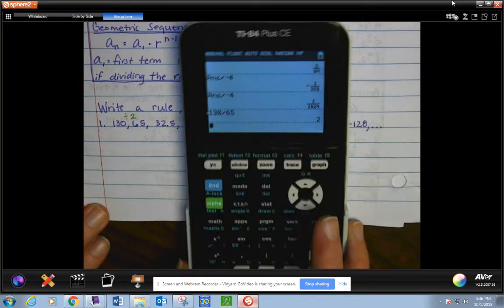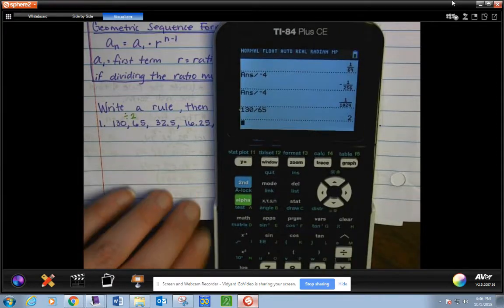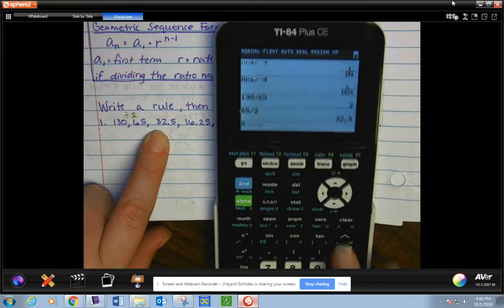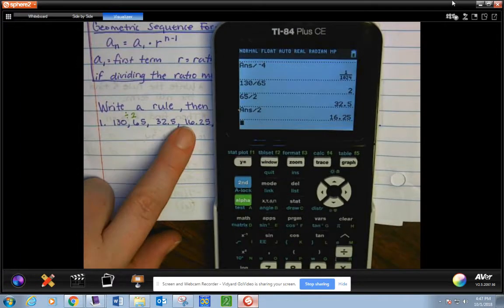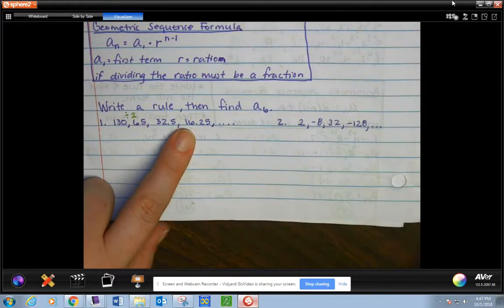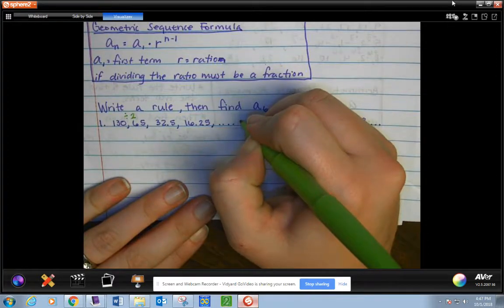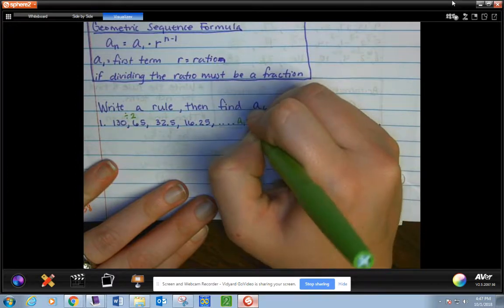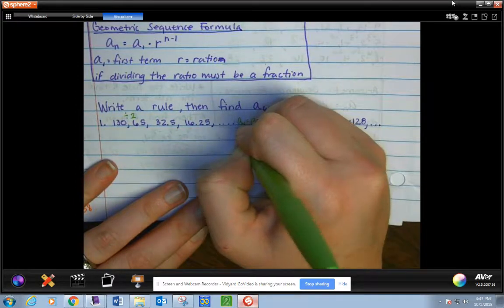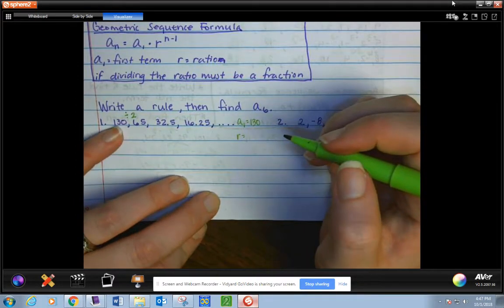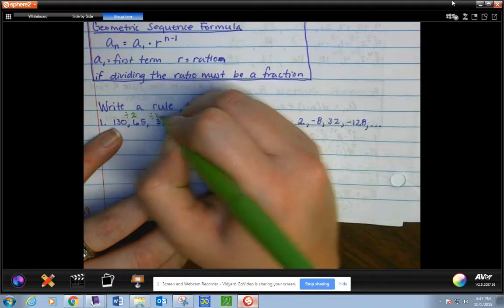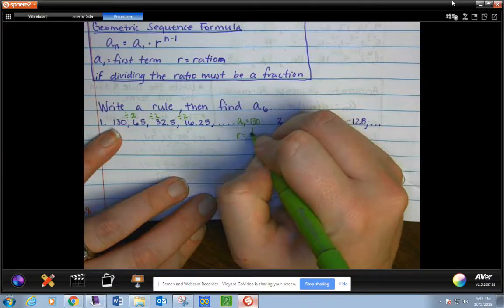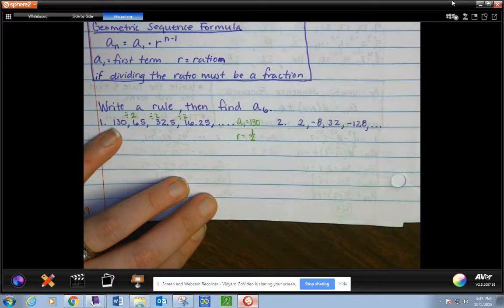Now I just need to check that and make sure that's true. So I'm going to take 65 and divide by 2, which gives me 32.5. I'm going to take 32.5 and divide by 2, which gives me 16.25. So therefore, my a sub 1, my first term, is 130, and my ratio, now remember, since we are dividing by 2 every single time, that means I must change my ratio to a fraction, so 1 over 2.